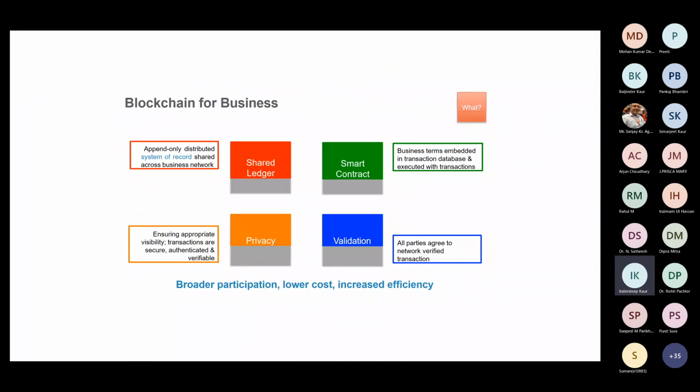So it has been used for business purposes basically, because a smart contract is used to execute certain financial transactions where different end users maintain the shared ledgers. For maintaining privacy and for having the validation process, all the parties agree for the network transactions to be executed in a seamless manner.